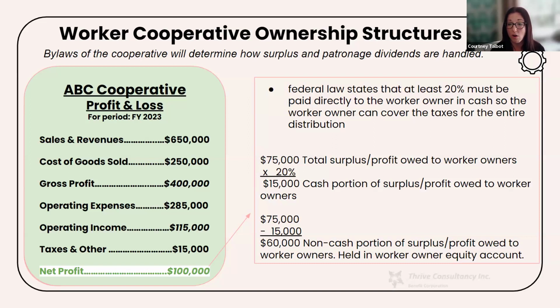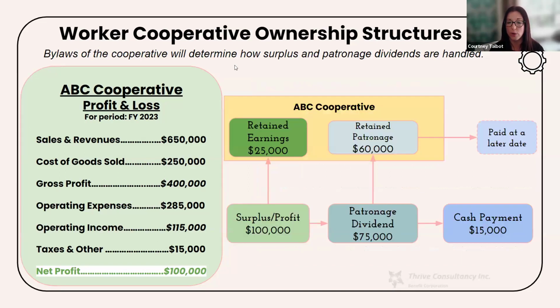So right off the bat, we know $15,000 is going to be cash that the cooperative has to pay out. The remaining $60,000 of our $75,000 is going to be held in those owner equity accounts. So we have two things happening. We have a $75,000 total that needs to be distributed, 20% in cash, 80% held in the cooperative. Okay? So here's just a visual of exactly how this is going to work.